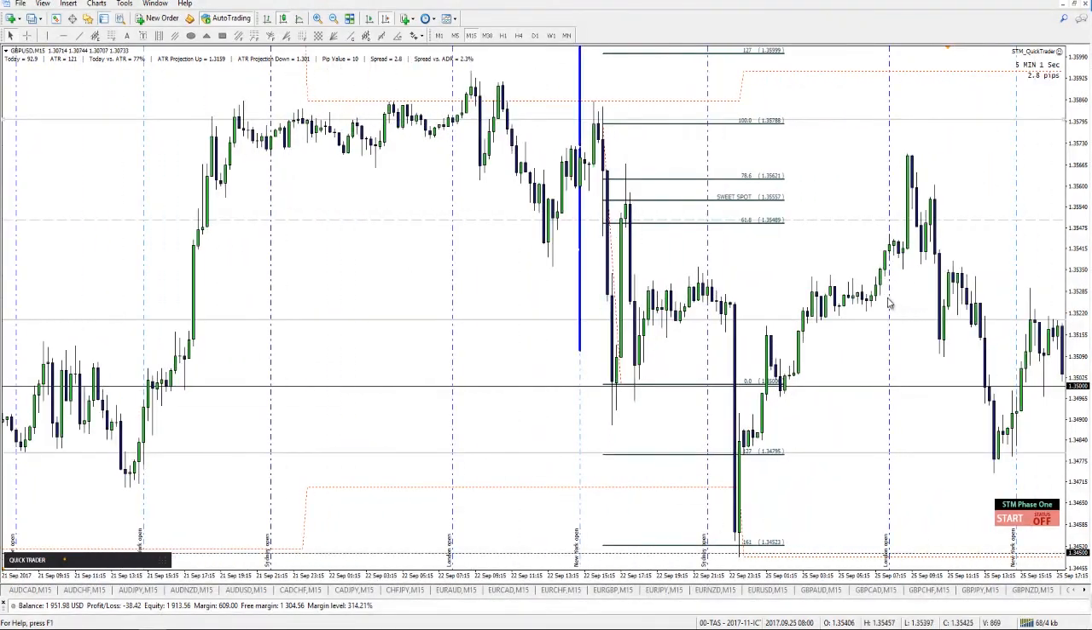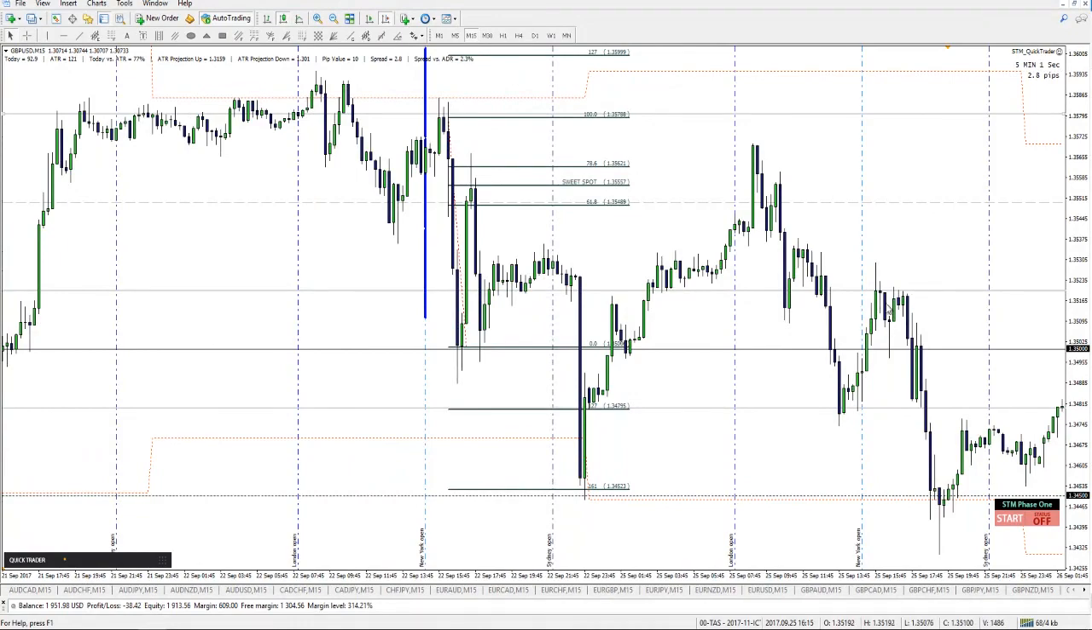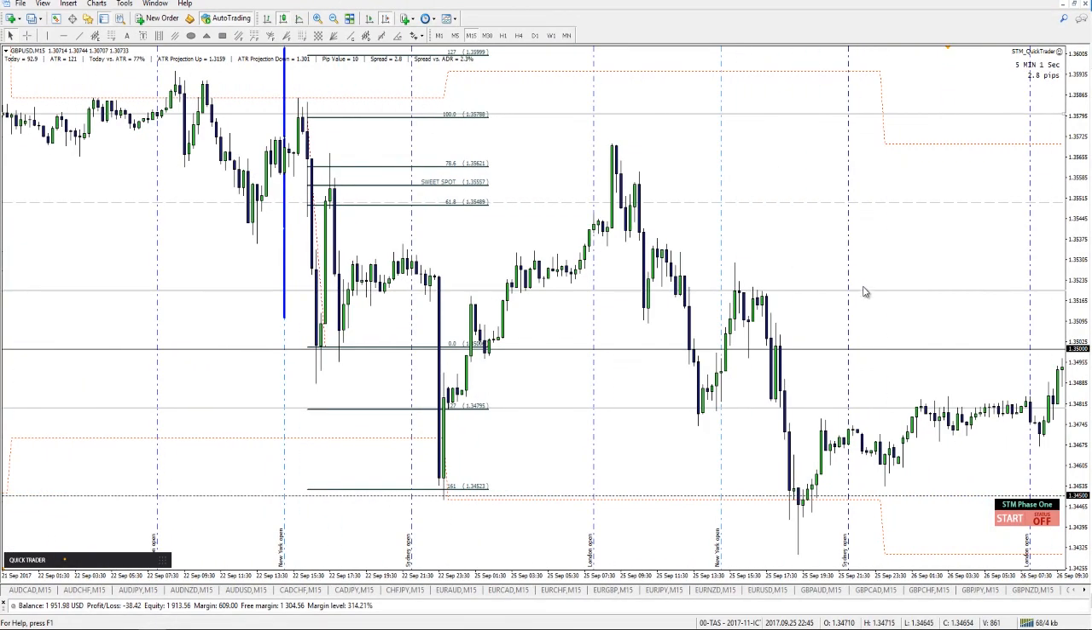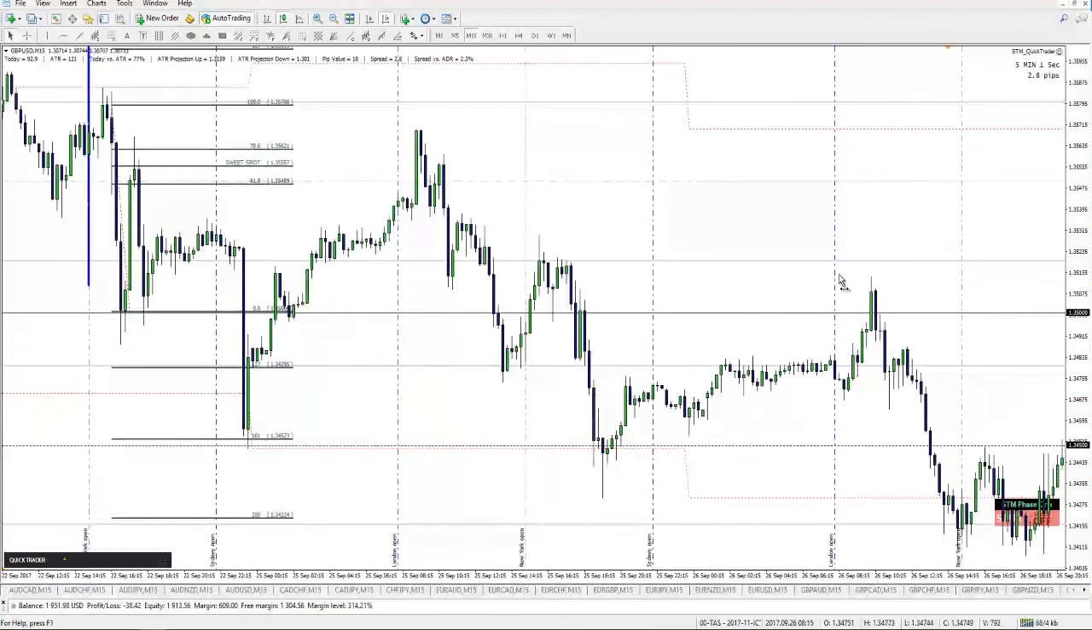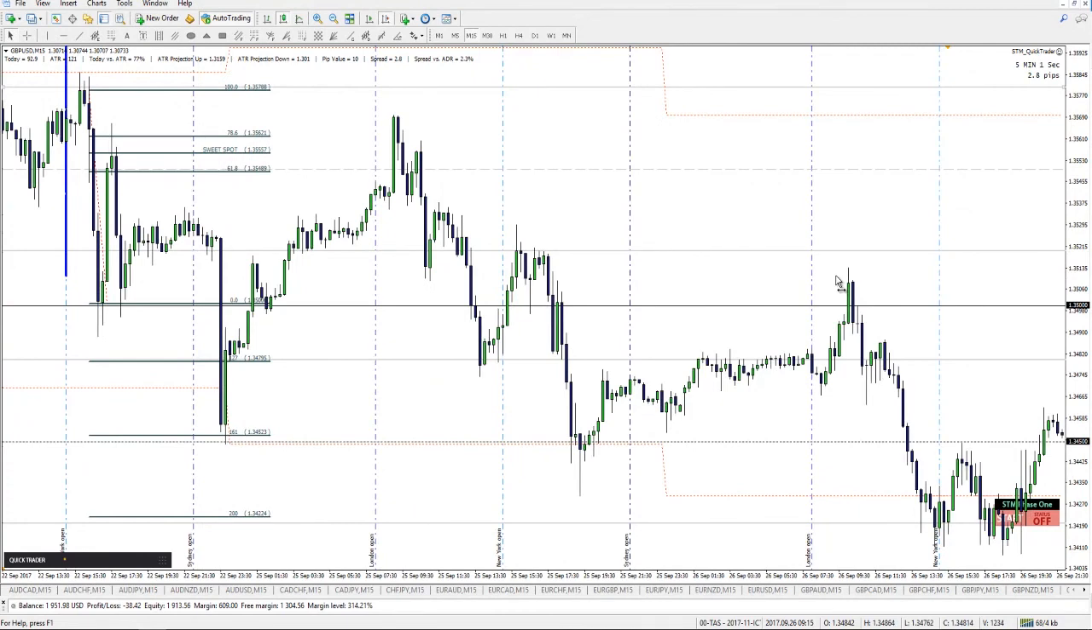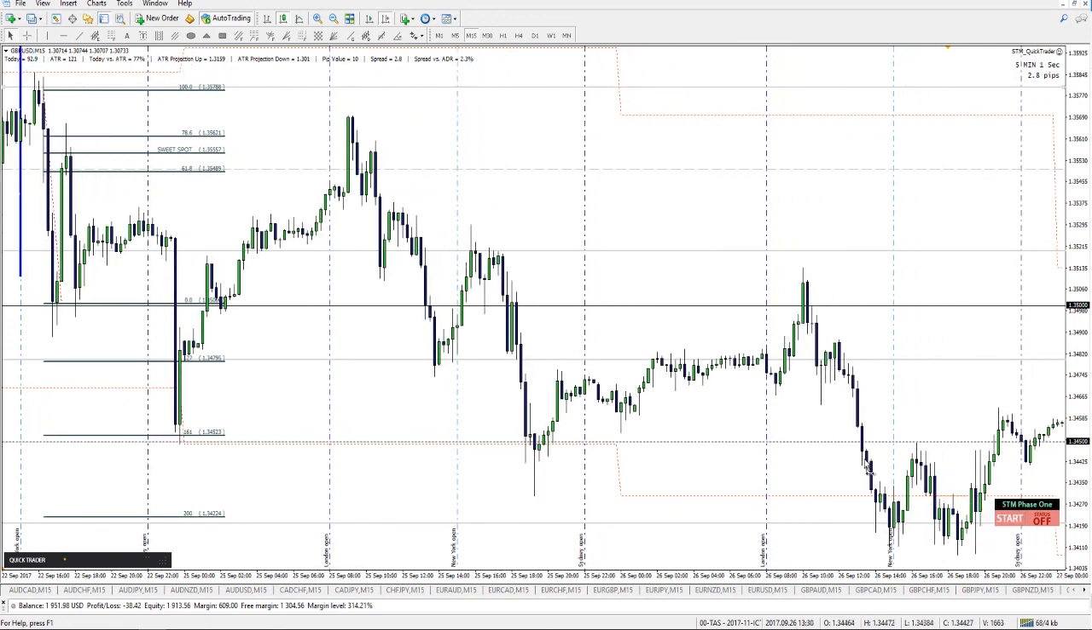So I'll send you the indicators and the format and the profile. Yes, please send me the indicator and profile too. And what you guys should look for, try this for a week. You look for London to show you a path, like it's going down, and then you wait.